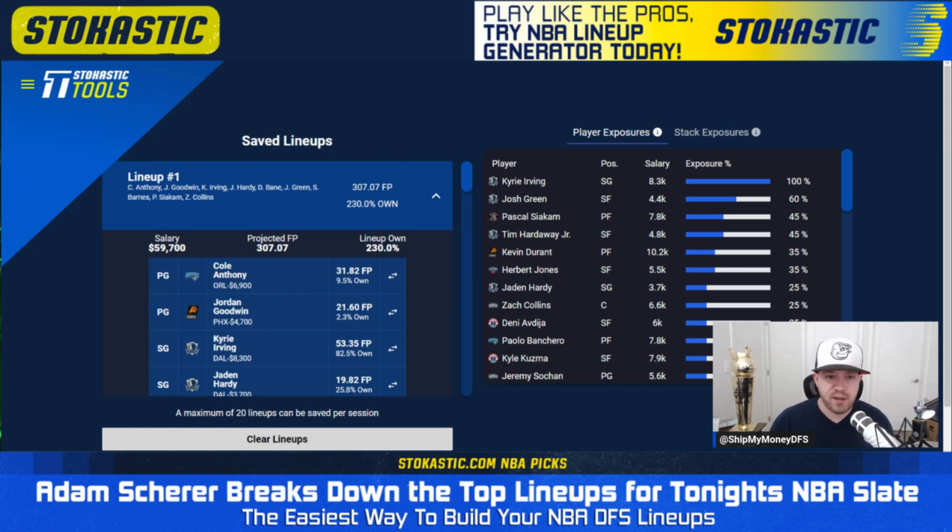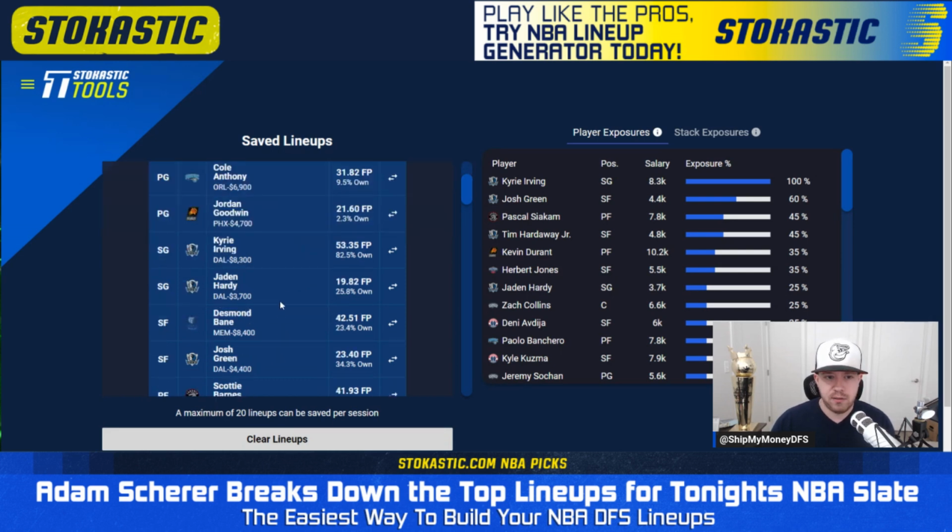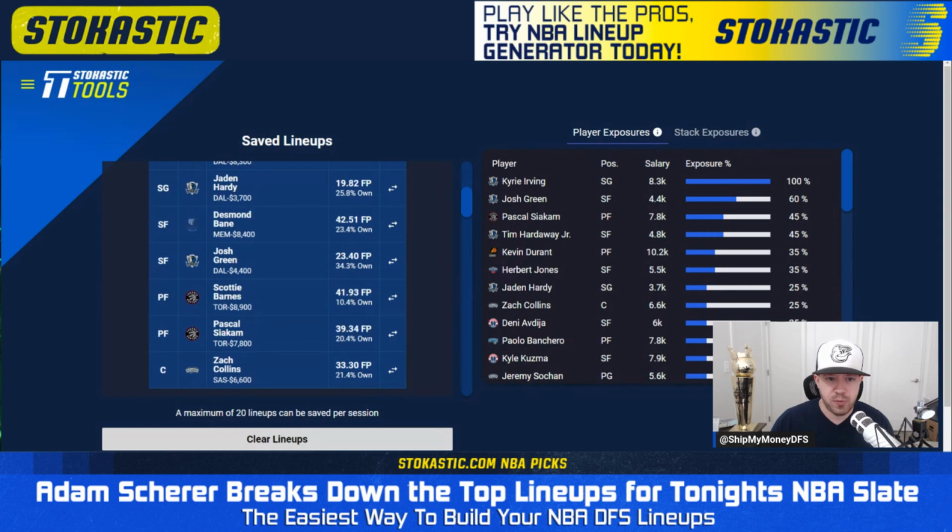Jordan Goodwin, 4,700 with no Devin Booker, 2% owned. A little bit more expensive than I would like to pay for him, but he should get enough run where you do have a nice ceiling for him. Kyrie Irving and Jaden Hardy both showing up. Again, 83% ownership to Irving. I don't really know the way around that. He is very, very clearly underpriced here. Jaden Hardy at 3,700 getting 26% ownership.